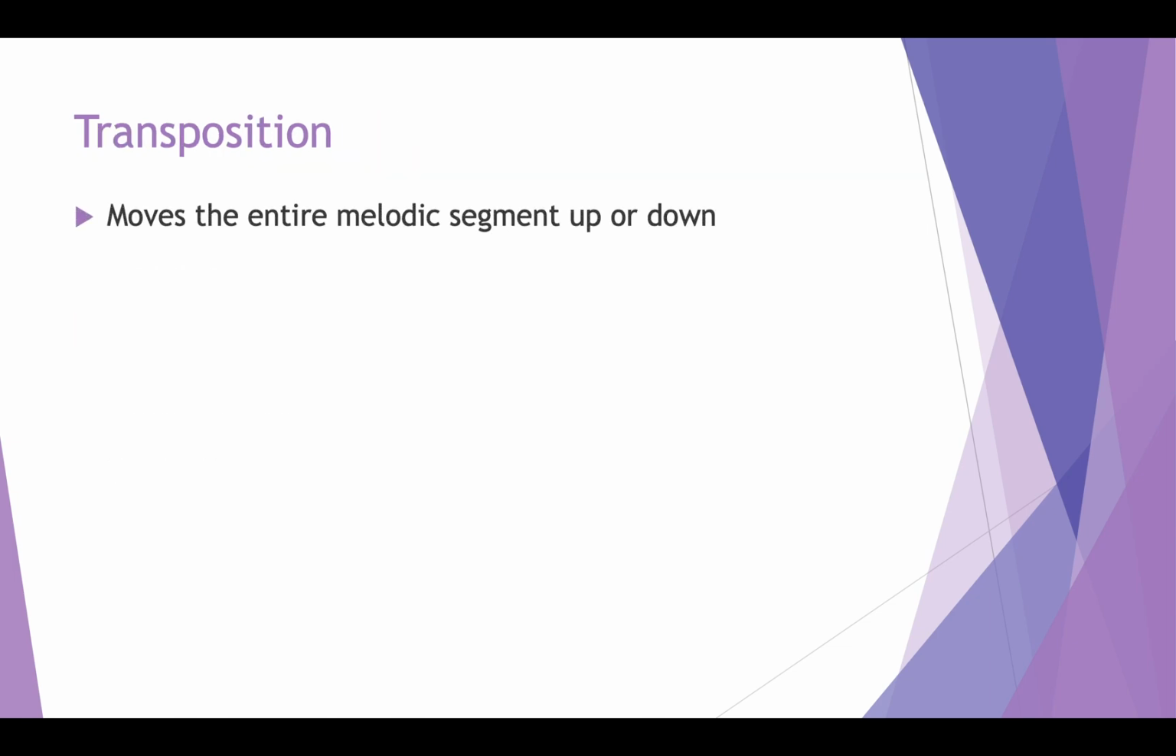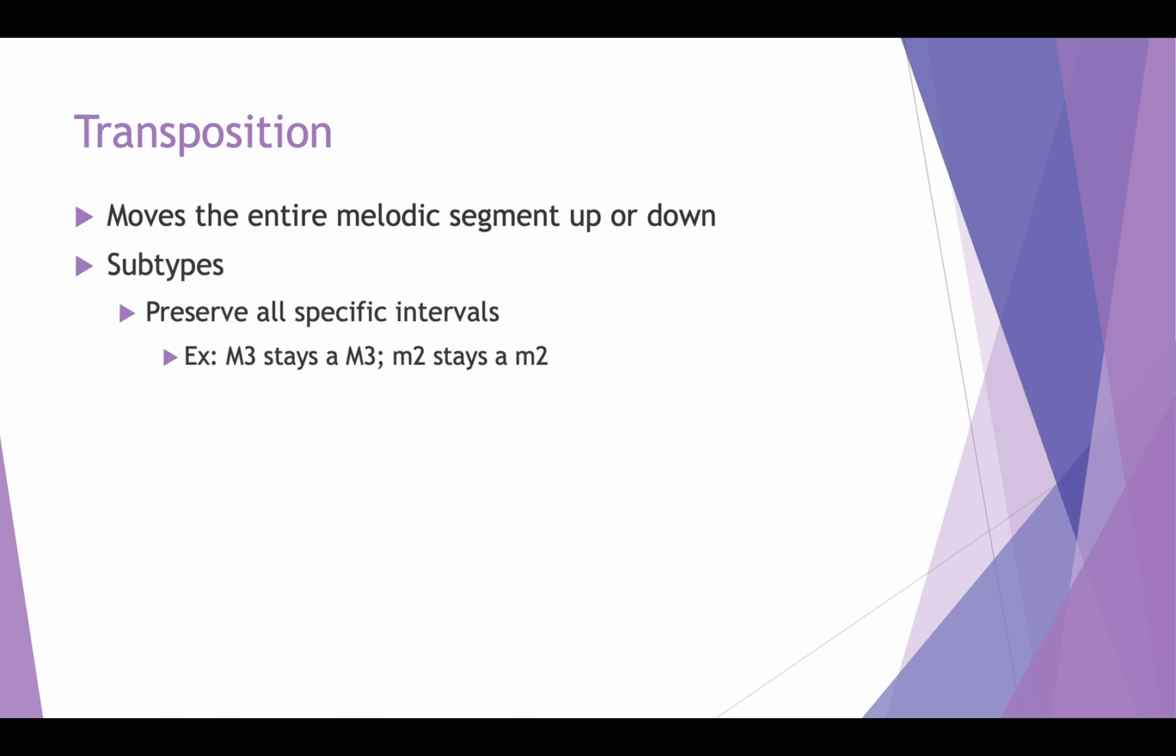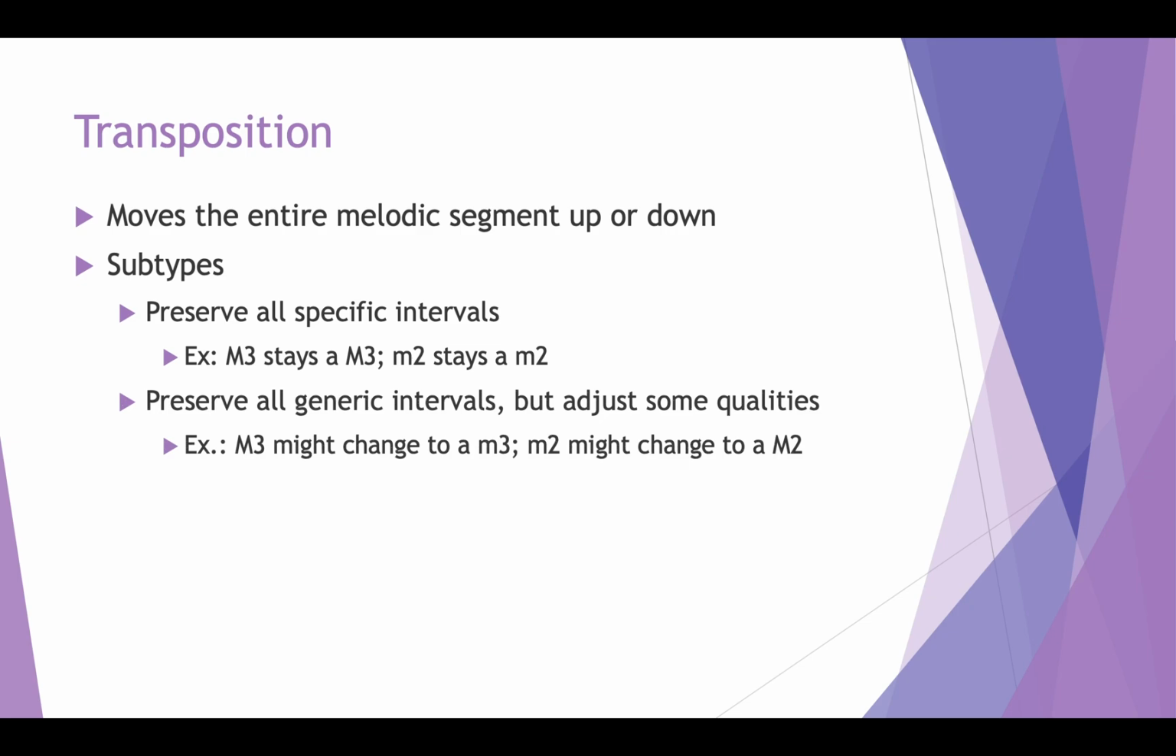Let's start with transposition. As you likely know by now, transposition moves the entire melodic segment up or down. There are different subtypes of this. One option is to preserve all specific intervals. So a melodic major third would stay a melodic major third, a melodic minor second would stay a melodic minor second. Commonly, however, when transposing, it's possible to preserve all the generic intervals but adjust some of the qualities. For instance, a major third might change to a minor third, or a minor second might change to a major second.